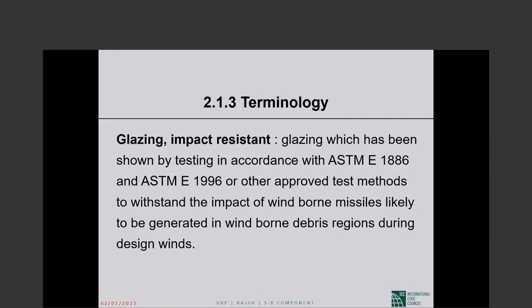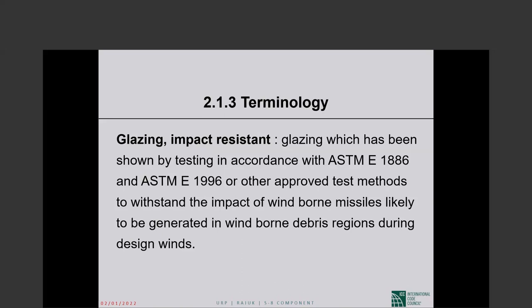Every structure in a wind-borne debris region must have the glazing, the glass, either impact resistant, the glass itself has to be impact resistant, or there has to be impact resistant covering on the glass. Okay? So there is a small missile test and a large missile test that the glass has to undergo before it can be sold to you.